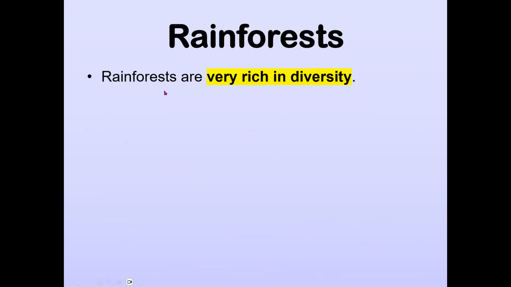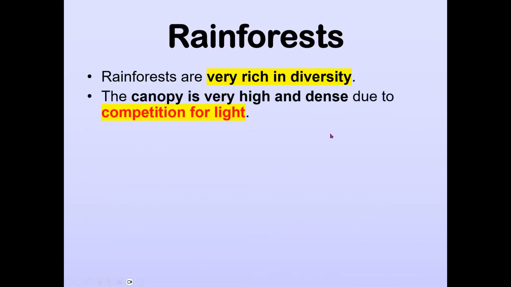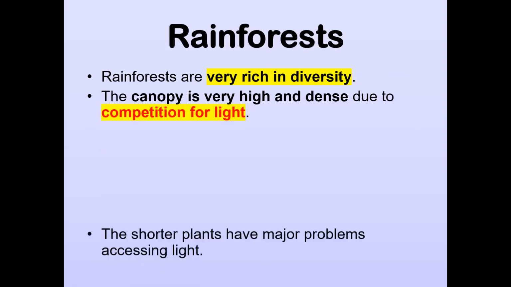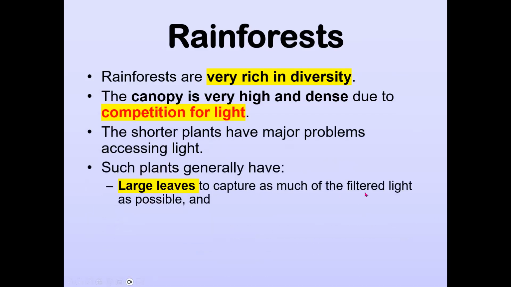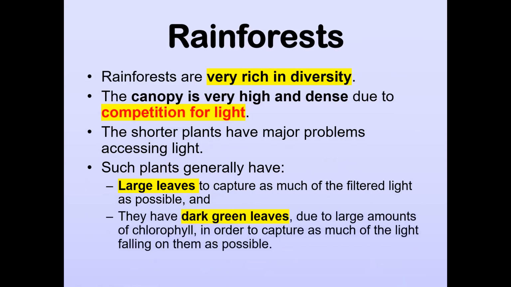So rainforests are very rich in diversity. The canopy is very high and it's dense due to the competition for light, with very little light coming through to the lower levels. So the shorter plants, of course, have a problem with accessing light. They generally have very large leaves to capture as much as they can. It's filtered light, not direct light. And the leaves are also dark green, much darker than what we normally see. Especially in Australian plants, it's sort of a light green-grey.